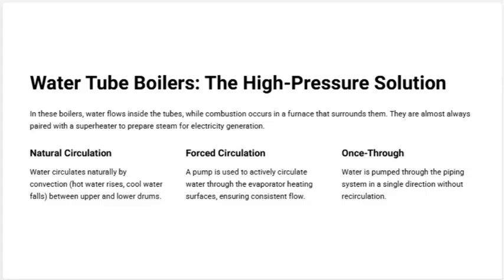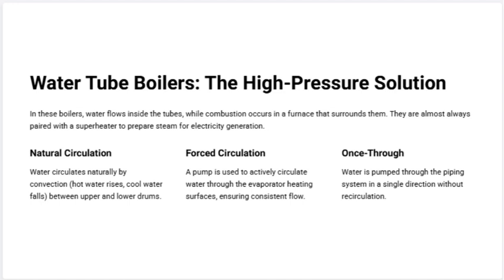Water tube boilers are a high-pressure solution, and they work a bit differently from other types of boilers. In these systems, water actually flows inside the tubes, while the combustion process takes place in a furnace that surrounds those tubes. This design is especially useful for generating high-pressure steam needed for power plants. Another key point is that these boilers are almost always paired with a superheater. The superheater heats the steam further, making it more efficient for electricity generation.